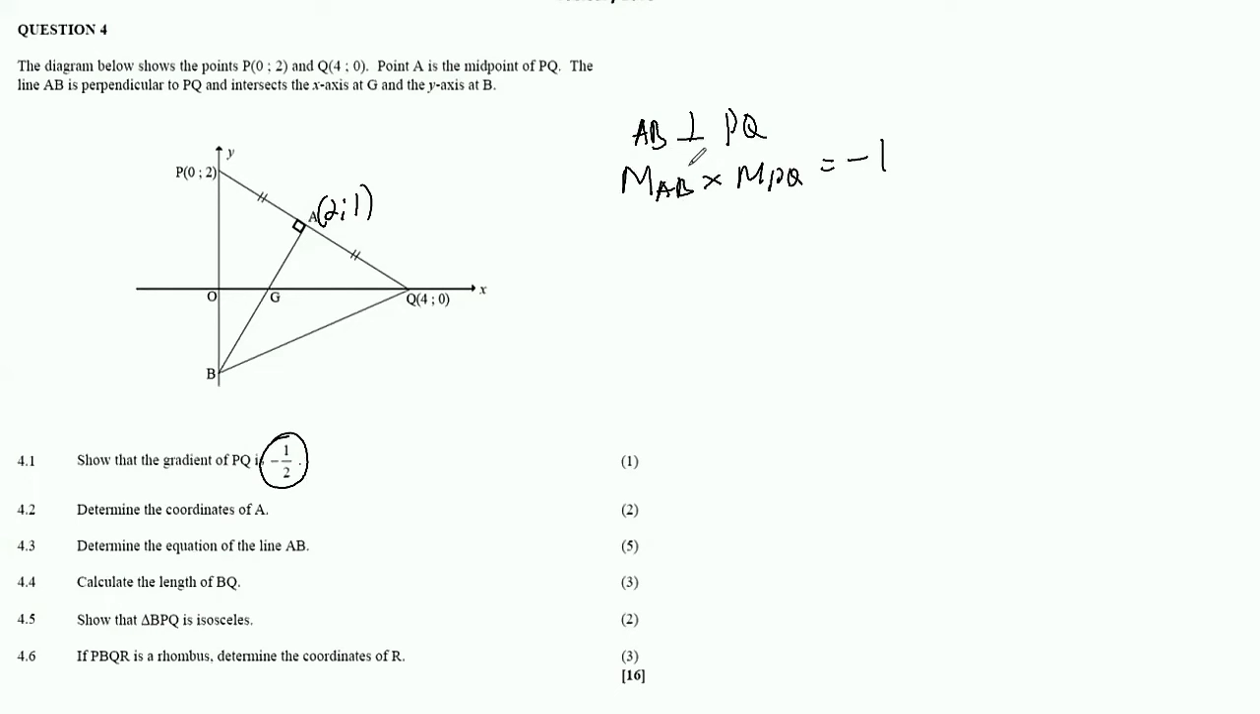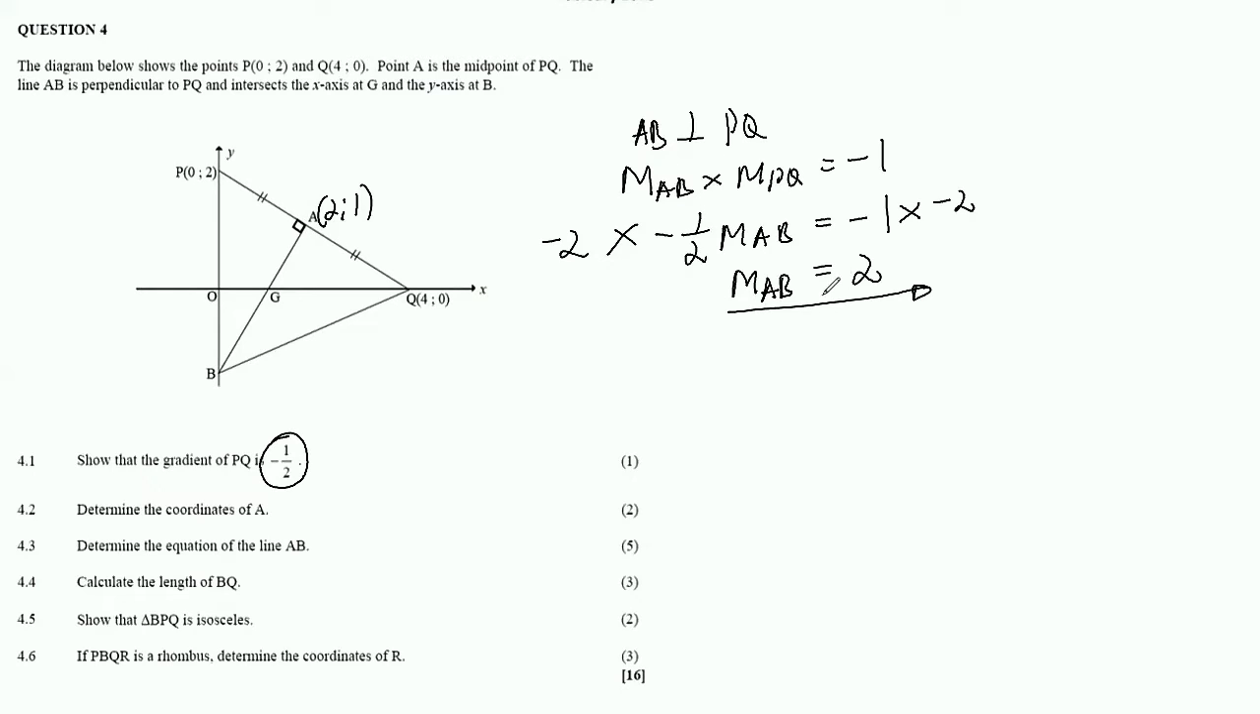So how would we then calculate the gradient of AB? The gradient of AB has to be a negative reciprocal. So that's negative 1/2 multiplied by the gradient of AB, where negative 1/2 is the gradient of PQ, equal to negative 1. We multiply both sides by negative 2 to get rid of this negative half. So the gradient of AB is equal to negative 1 times negative 2, that's positive 2, right? So we can see that the gradient of AB is the negative reciprocal of the gradient of PQ.